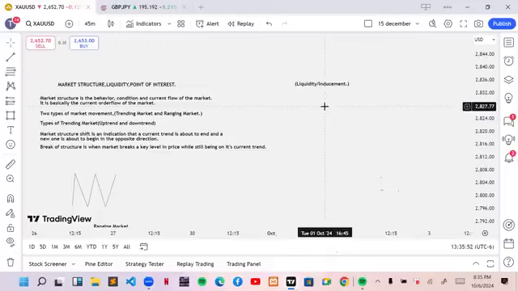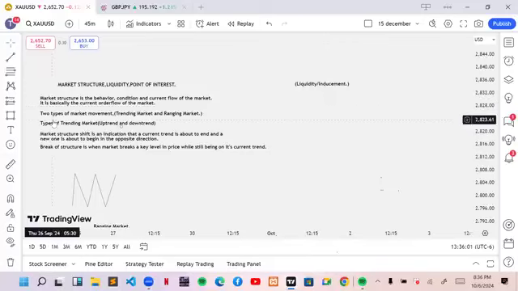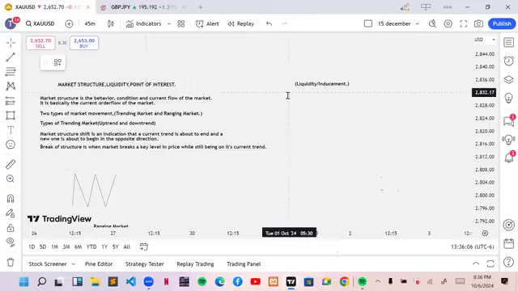It is my inducement. And inducement is the first valid pullback that price makes after a break of structure or a market structure shift. So after you've gotten a break of structure or a market structure shift, the first valid pullback that market makes. So liquidity slash inducement. So that's my liquidity is my inducement.